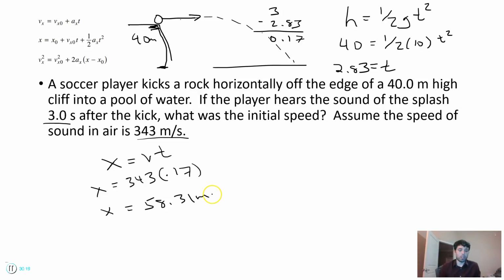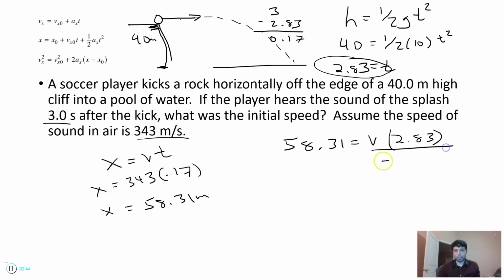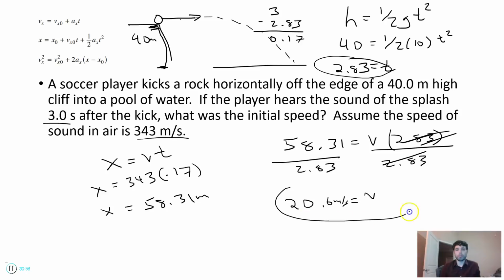So now we just got to figure out how fast it's going. So if the ball goes 58.31 meters, we don't know velocity yet. How fast did it go? But we do know how long it took to get there. It took 2.83 seconds, right? So we take that number and put it in here. So how fast must it have been going? We divide by 2.83. And we get a velocity of about 20.6 meters per second. Right? There you go.